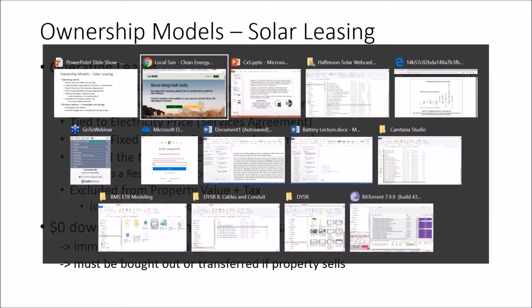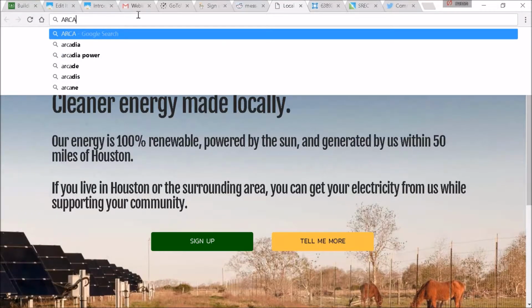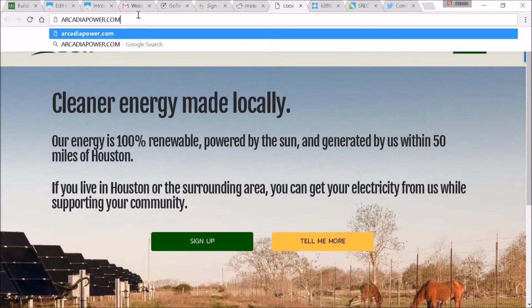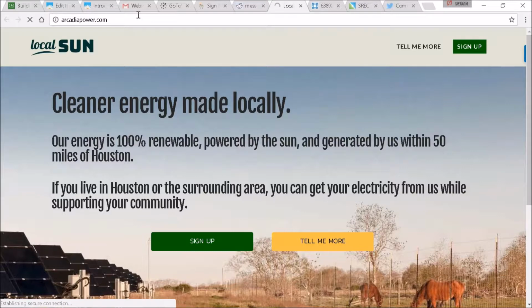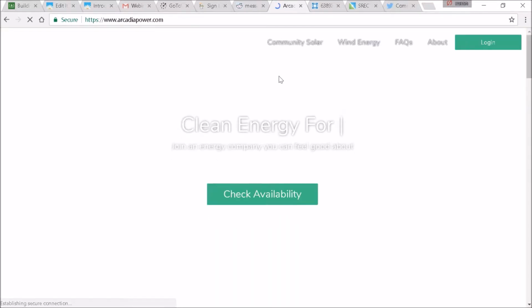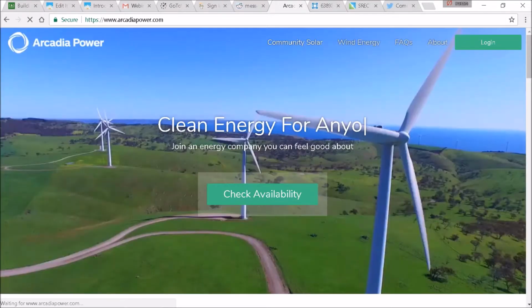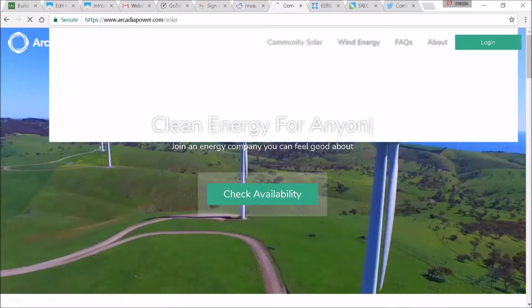Here's a company called Arcadia Power. And they have a community solar option. And I think their community solar option is pretty cool. Let me click on it and check their availability.